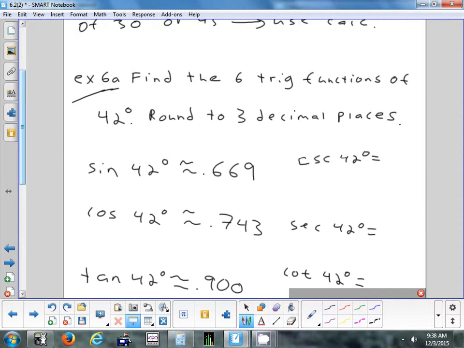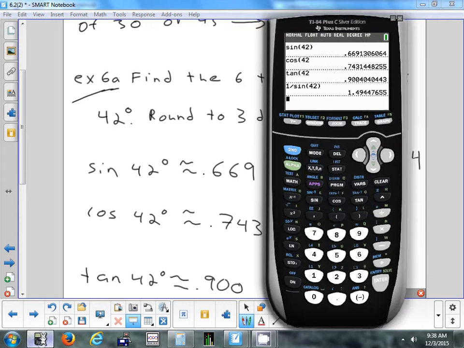Okay, so 1.494. On the calculator that I have, it says sin to the negative first. Is that like the same thing? Nope, that's something different. We'll talk about that next week. That's important, but not for today.